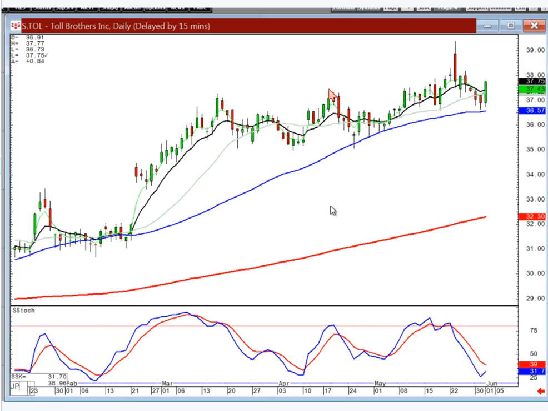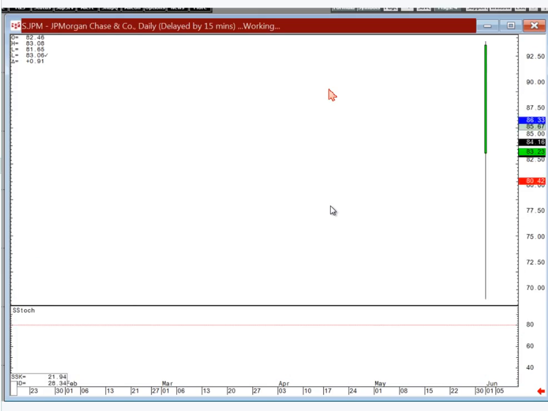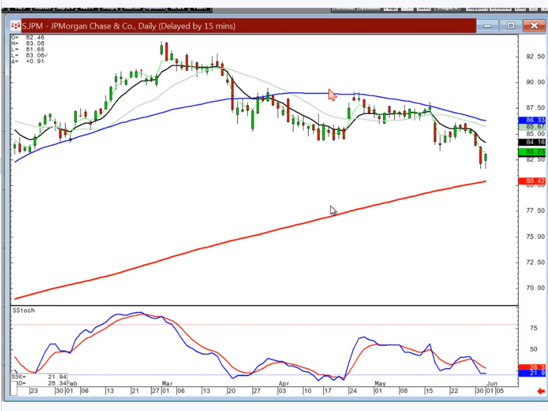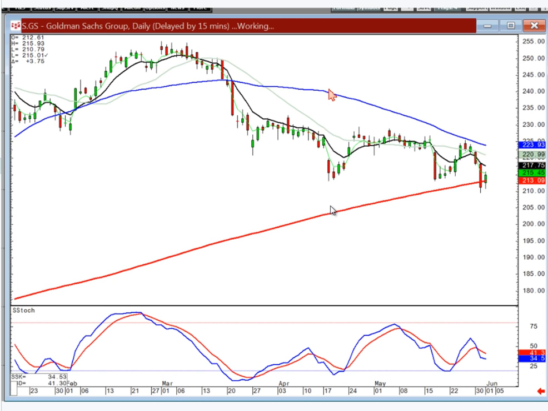JP Morgan, the financials were getting beat up. It did a bullish harami today, which tells me if I was short and it opened positive tomorrow, I'd close out the short position. Goldman, same scenario. Notice where it did a bullish harami, right smack dab on the 200. Means if it opens positive tomorrow, you close out any short positions.